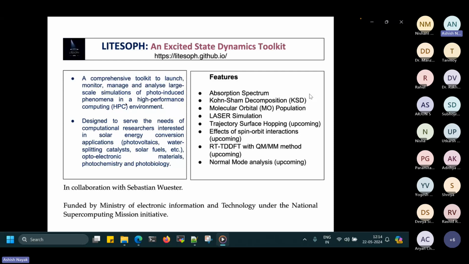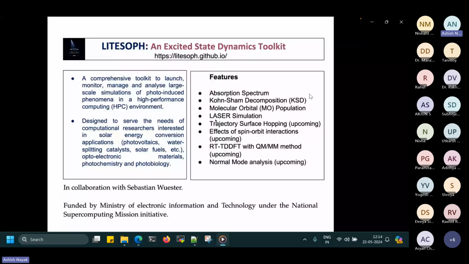So obviously there is going to be a part that really is able to launch jobs, manage, and analyze simulations. It's designed to solve the needs of computational researchers, particularly in this country, who are interested in several of those problems that we were interested in. And the features that we have so far, some of which we will test, are the absorption spectrum calculation, Kohn-Sham decomposition, molecular orbital population tracking. You can do a laser-based simulation.